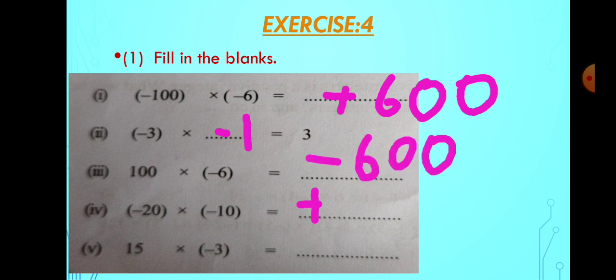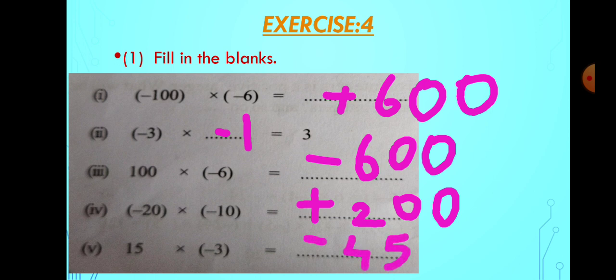Next, 100 into 6, 100 6s are 600, plus into minus, minus 600. Minus 20 into minus 10, 20 10s are 200, minus into minus becomes plus 200. 15 into minus 3, 15 3s are 45, plus into minus becomes minus 45.